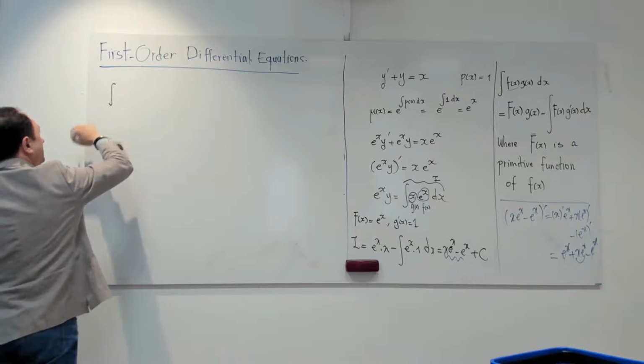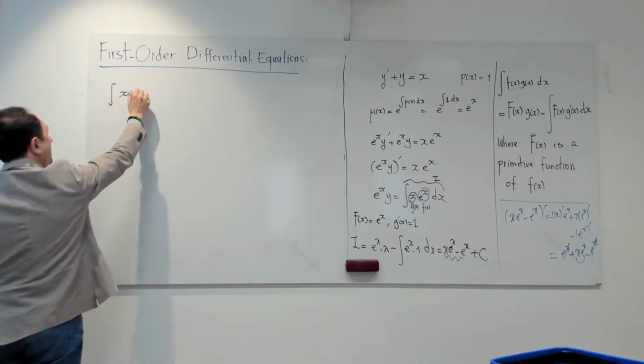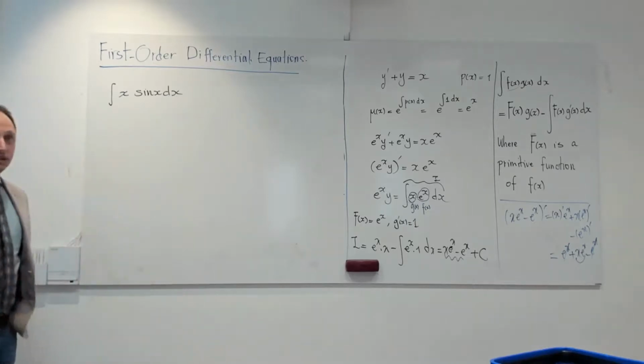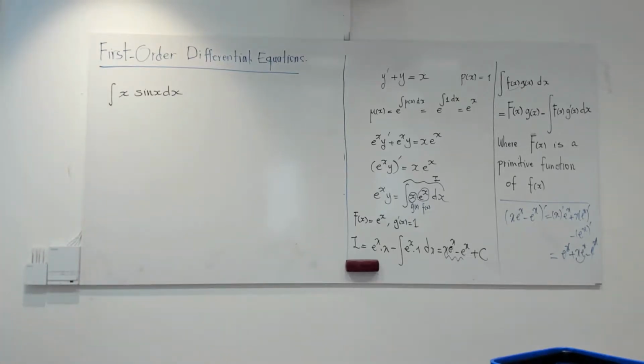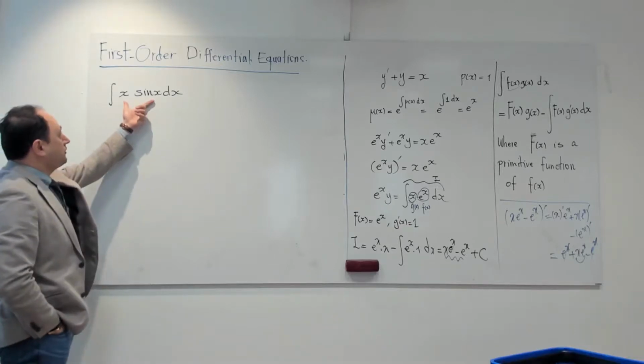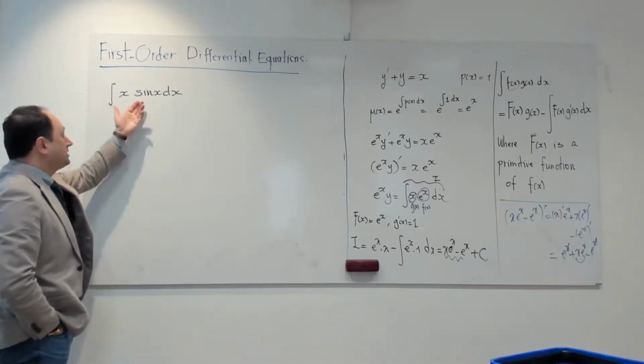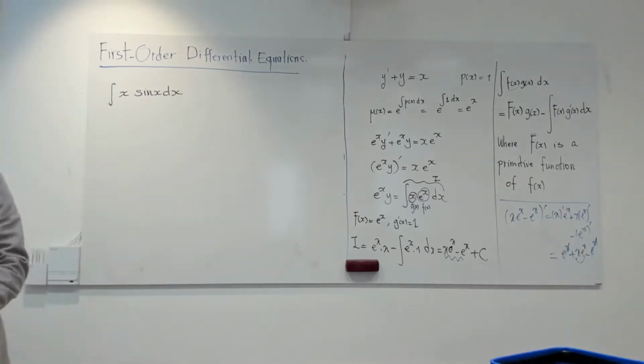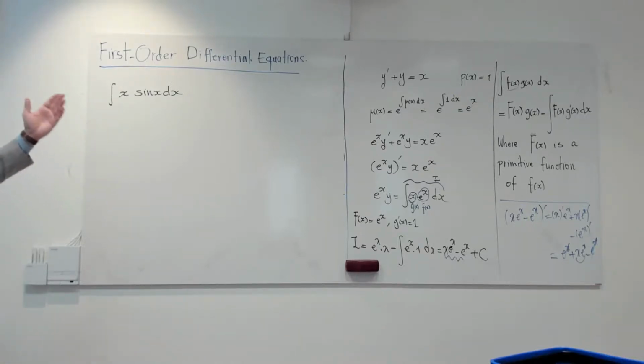So we want to calculate the integral of x times sine x dx. So how should I think about this? Whenever you want to calculate a primitive function of a product, one of the methods that might be useful is the method of integration by parts, not 100% all the time. But let us assume that this is one of the methods that you want to try for this integral.